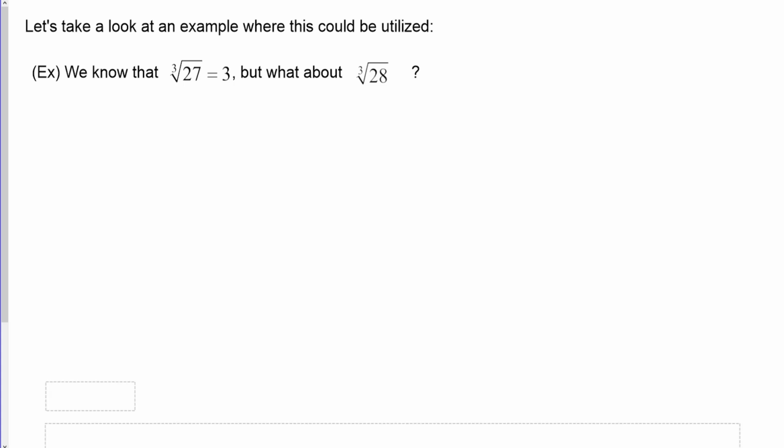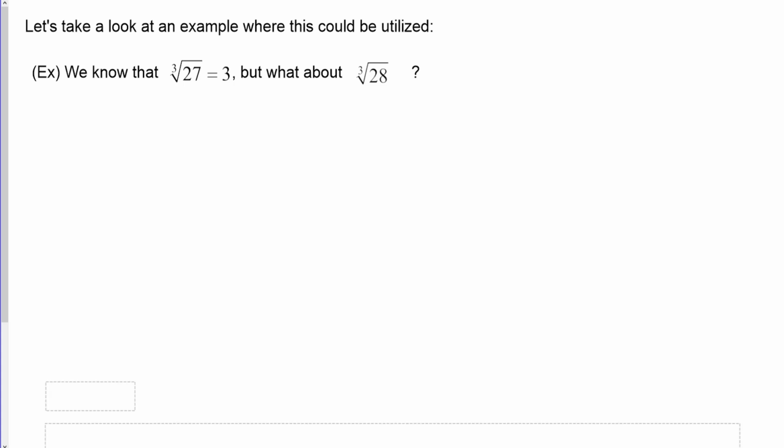It wouldn't be all that crazy, a small number of years from now in the past, that we wouldn't have a calculator that could do that sort of thing. So we might need to be able to make predictions as to what these values are given known values. So let's see what we can do. Let's see if we can take the fact that the cube root of 27 is 3 and determine an approximation as to what the cube root of 28 is.